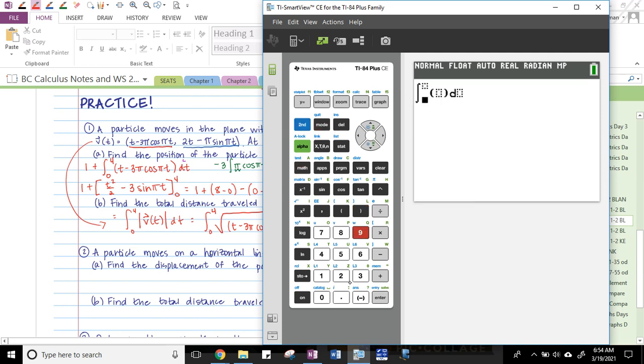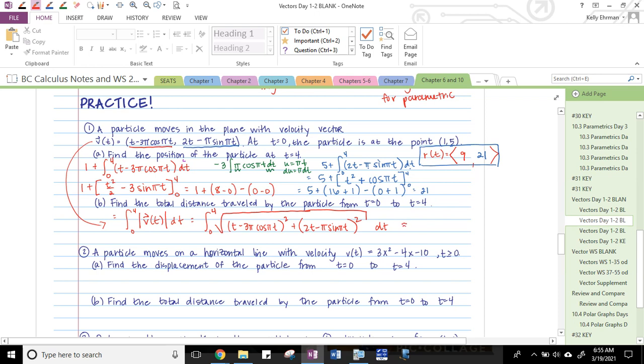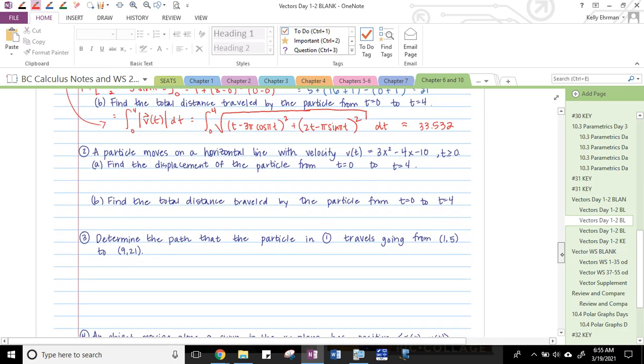And then I want the integral from 0 to 4 of the square root of the x component squared plus the y component squared. And it thinks about it because it's a lot to calculate, and we get 33.532. So that's our total distance traveled.